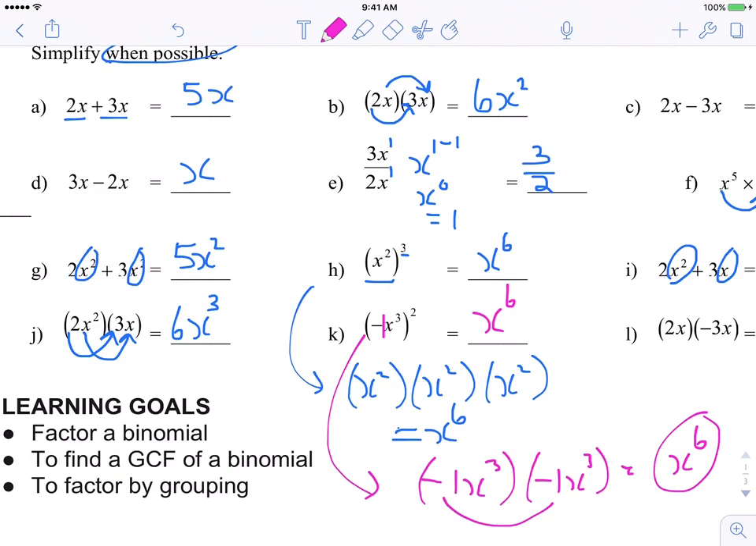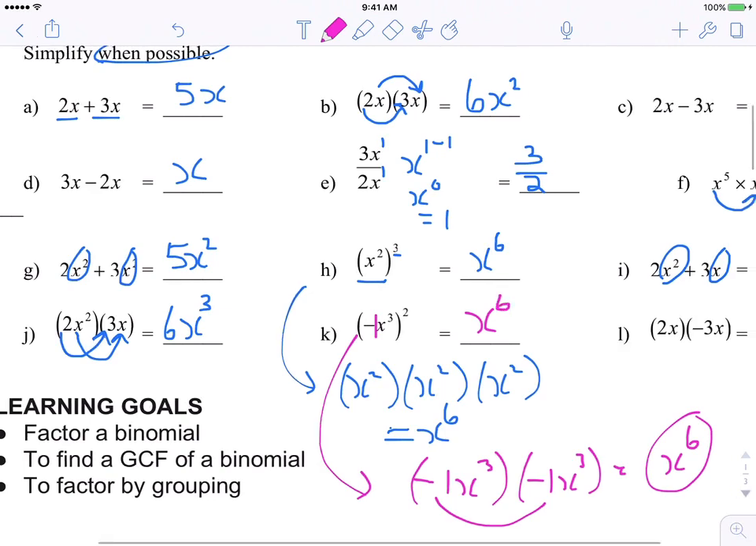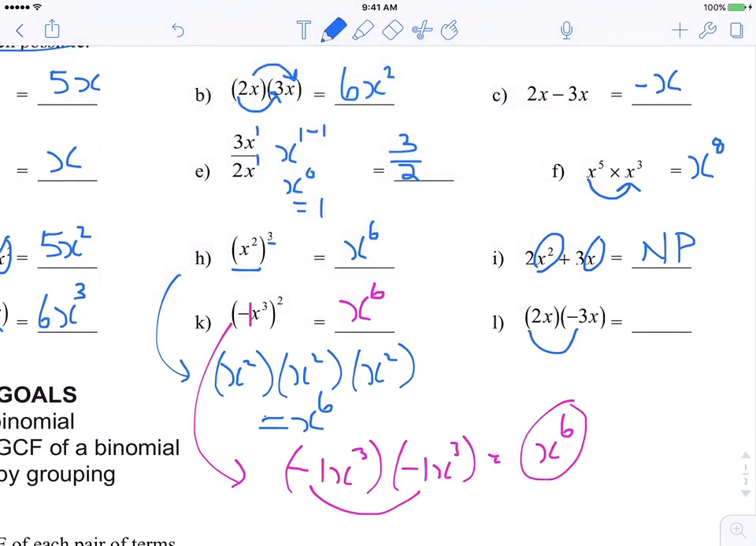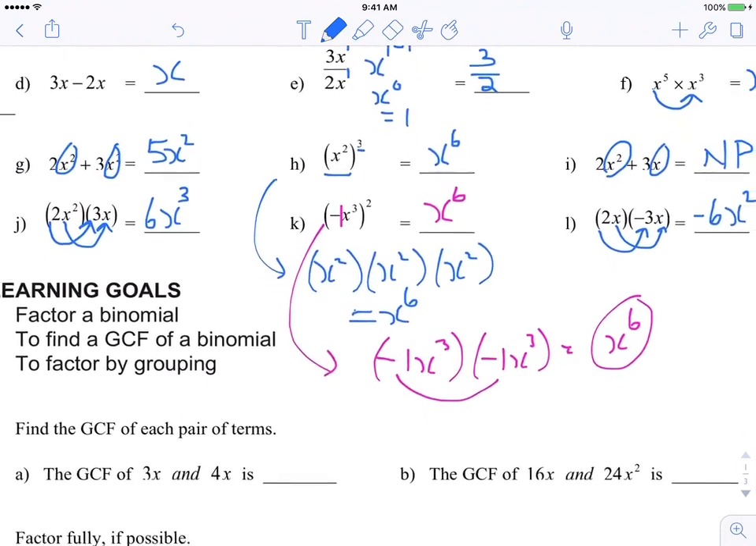Okay? I don't like the way that 6 looks, so I'm going to change that up a little bit. Okay. And 2x, multiply the numerical coefficients first. 2 times negative 3 is negative 6. And x times the x gets you x squared. Okay, so again, just some review from grade 9.